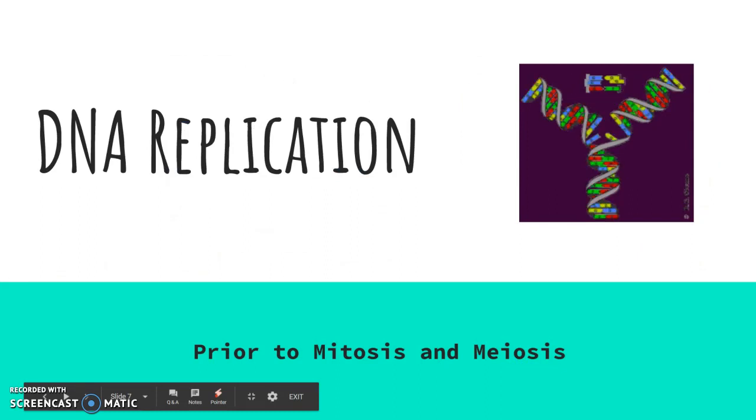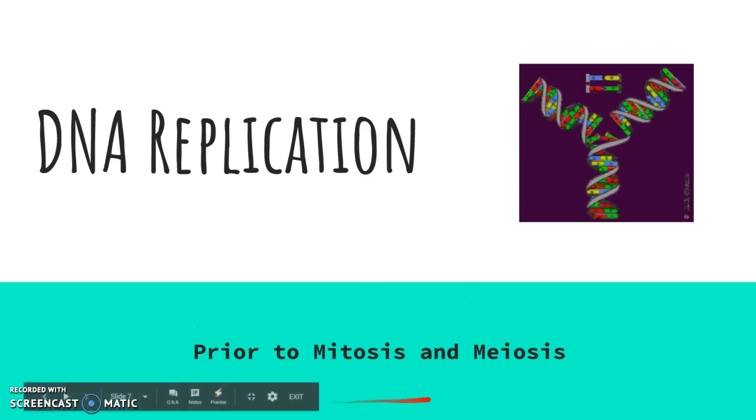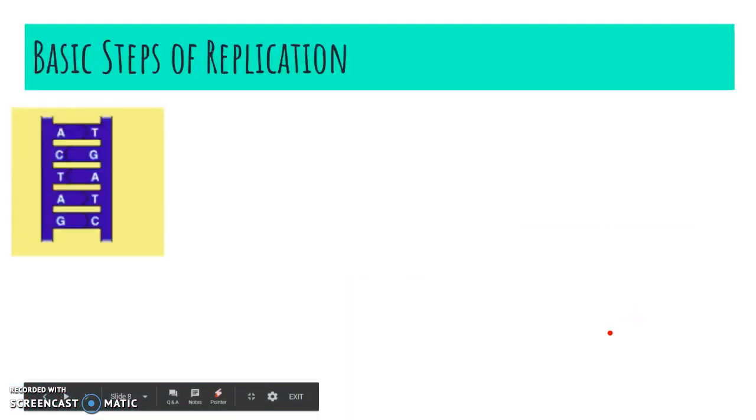So now that we've reviewed the structure of DNA, we're going to look at DNA replication. This is when we take one strand of DNA and we make a copy of it. So we end up with two strands of DNA. This is going to always happen before mitosis and meiosis, so we have an extra set of DNA for our new cells. Now the steps of replication are fairly simple.